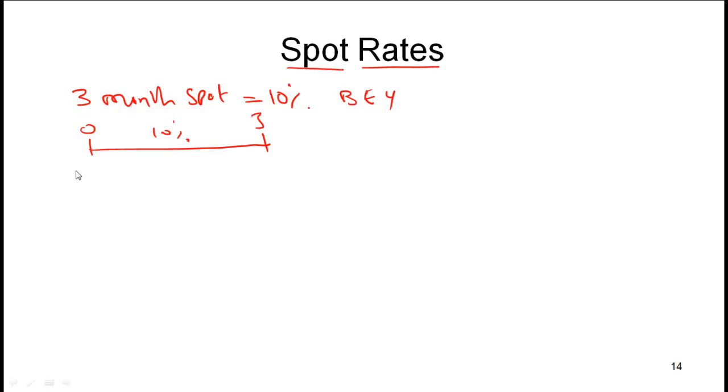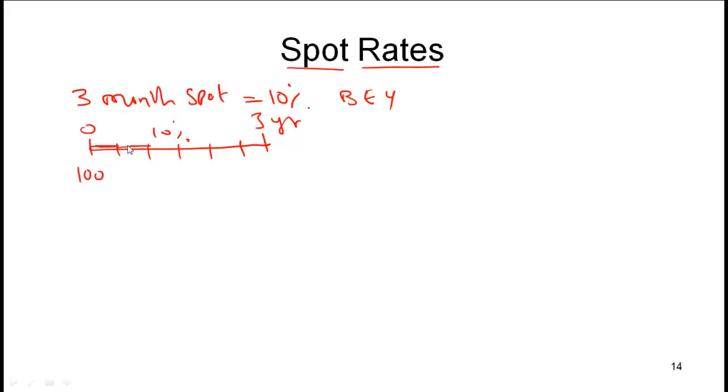that if you put in $100 today, then you are not allowed to make any withdrawals or additions for 3 years, and then after 3 years you have effectively made a bond equivalent yield return of 10%. So if we have 3 years, that means that we have 6 periods over here. So 0, 1, 2, 3, 4, 5 and 6.